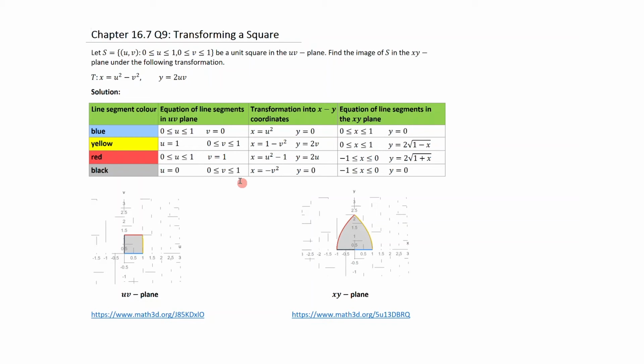And the last one is X equals minus V squared. V is ranging from 0 to 1, and so that will tell you that X ranges from minus 1 to 0, and Y equals 0. Now if you plot this, then you end up with a shape that looks like this. So you've gone from a square to an object which is definitely not a square. So this is the process you have to go through in terms of determining what the bounds for the region are in the transform system.